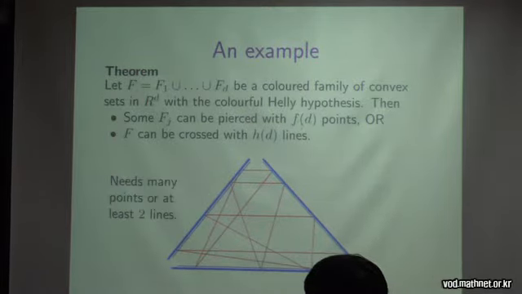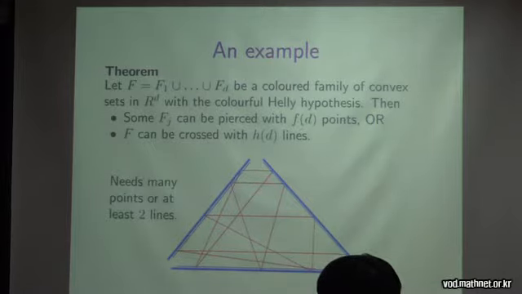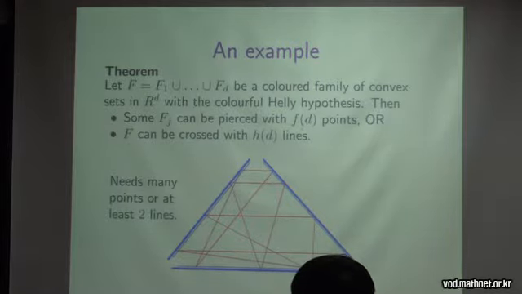And now this one needs many points because they're disjoint. It's still satisfying this hypothesis. So I cannot pierce everything with a small number of points. I can do it arbitrarily large. And I cannot do it with one line. So I can cross... So I need at least 2 lines to be able to cross everything.